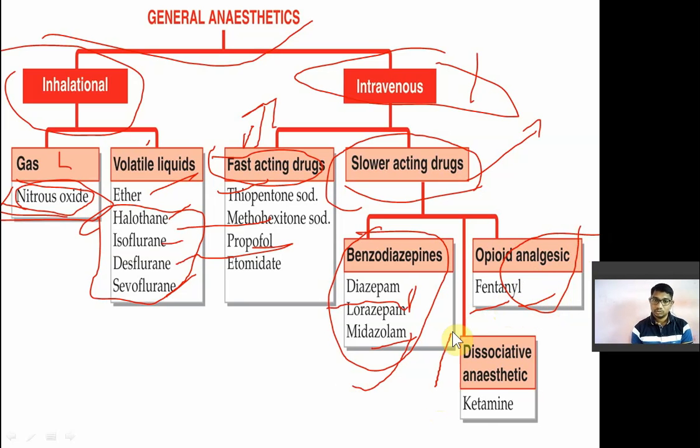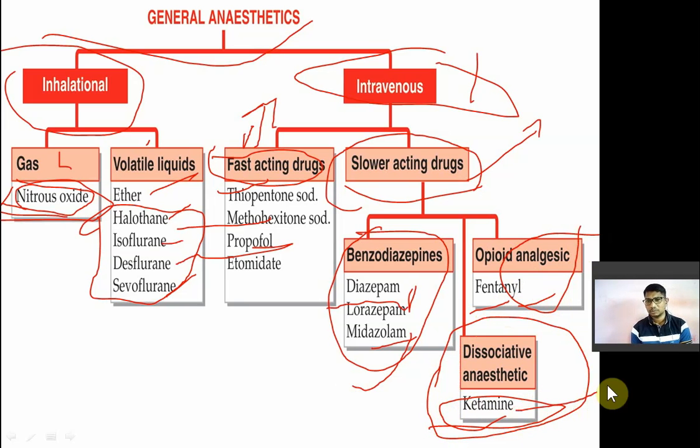Dissociative anesthetic, that is ketamine, a dissociative anesthetic. ये क्वेश्चन कम से कम 3 बार पूछा है जीपैट में. Which one of the following anesthetic agents will produce dissociative anesthesia? Ketamine will produce dissociative anesthesia. 2-3 बार ऑलरेडी क्वेश्चन पूछा है. Ketamine will produce dissociative anesthesia. Dissociative anesthesia मतलब ये क्या होता है, मैं आपको बोलता हूँ. आई थिंक मैंने ये ऑलरेडी फार्माकोलॉजी के टाइम पे आपको बोला है, what is meant by dissociative analgesia.